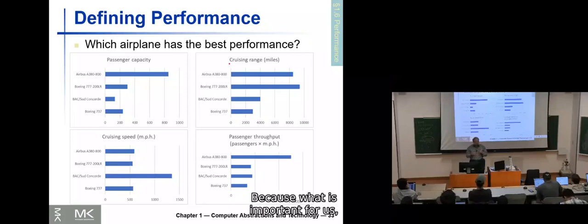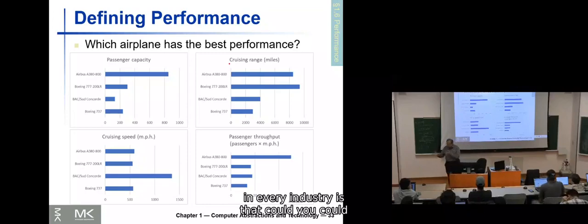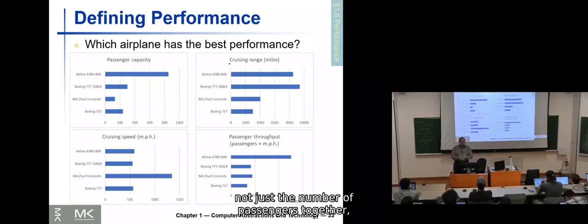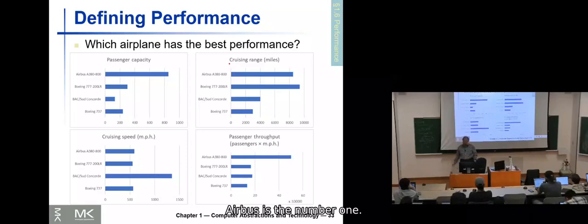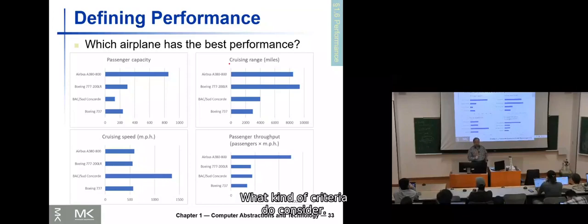You see, because what is important for us in airline industry, in air industry, is that you could move more passengers during less time, not just the time, not just the number of passengers. Together, the throughput is more important. So we calculated the throughput, and with this criteria, Airbus is the number 1. This is an example of when you are talking about the performance, you should think of what kind of criteria do you consider.